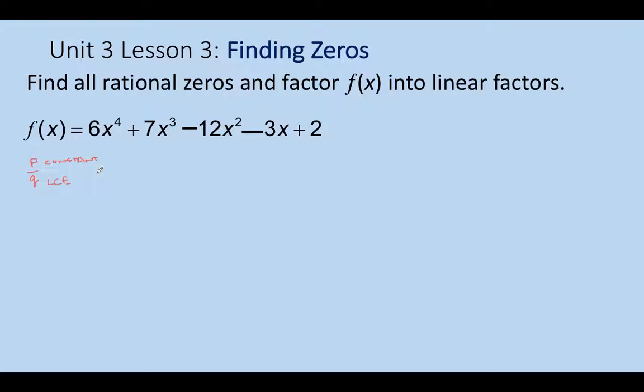Okay, so my possibilities for p are all of the factors of 2, which would include positive negative 1 and positive negative 2. The possible factors for my leading coefficient are going to be positive negative 1, positive negative 2, positive negative 3, and positive negative 6.